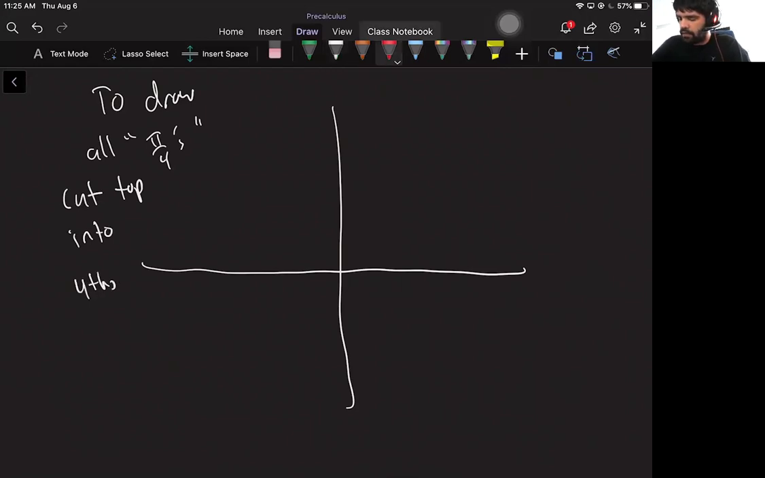So how do I cut a top piece into fourths? I go 1, 2, 3, 4. That's 4 slices now. And then each of these angles will be 1 pi over 4 more from the next. So this first guy is pi over 4. The next one is going to be pi over 2, because it's 2 pi over 4. So let me say it like that. The next would be 3 pi over 4. And the next would be 4 pi over 4 down here.